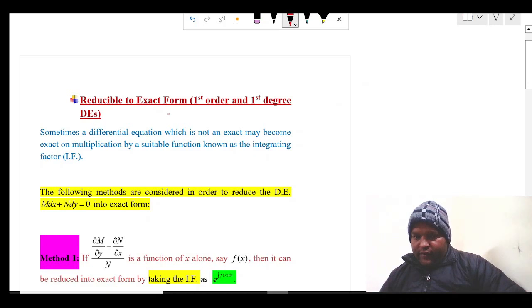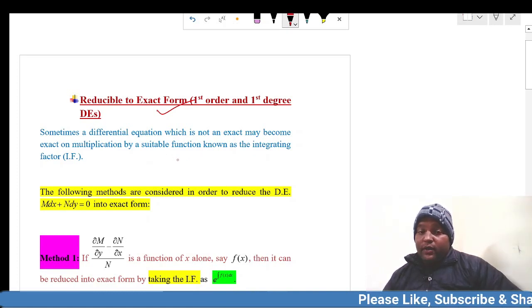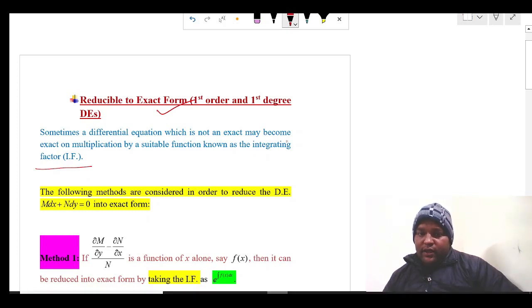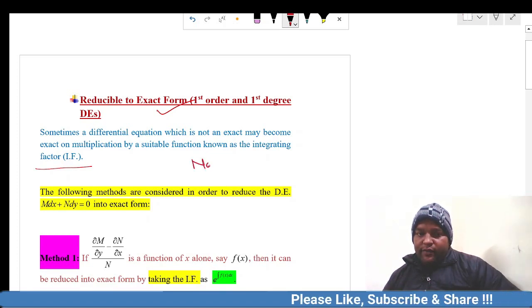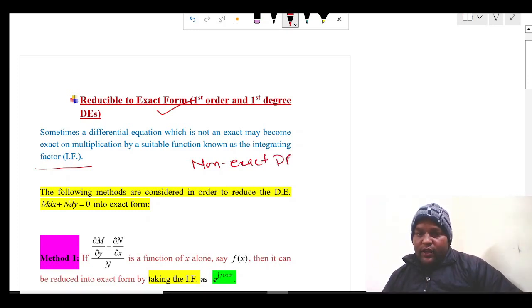Today's topic is differential equations reducible to exact form, in which initially the given equations are not in the form of exact form, but we can reduce these equations into exact forms by considering a suitable integrating function. Integrating functions are basically such expressions through which the given non-exact differential equations can be converted into exact differential equation.